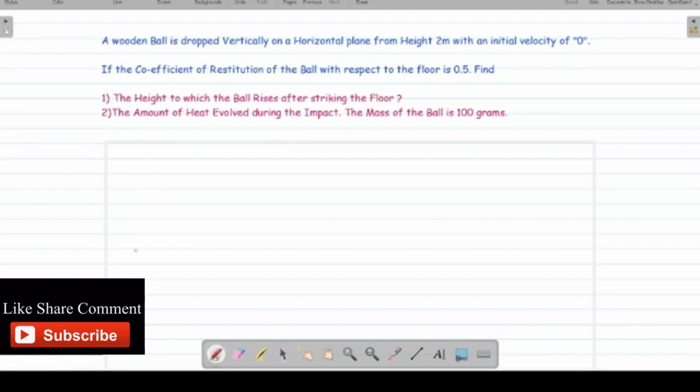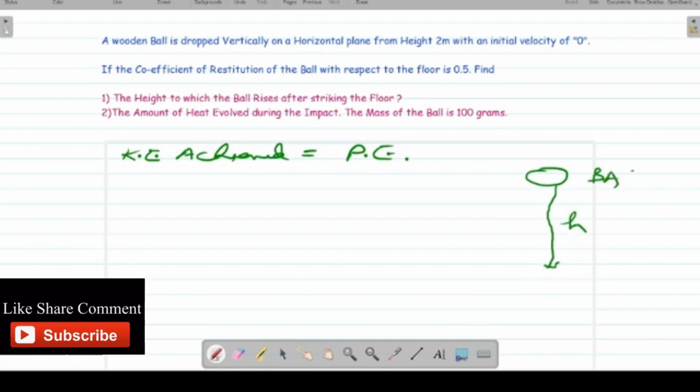So here we will initiate with the concept. The question is that a wooden ball is dropped vertically on a horizontal plane. At that moment, the kinetic energy achieved will come from the potential energy of the ball when it is kept at height h1. If the ball is dropped from height h, then kinetic energy, half mv squared, will be equal to mgh, the formula for potential energy.